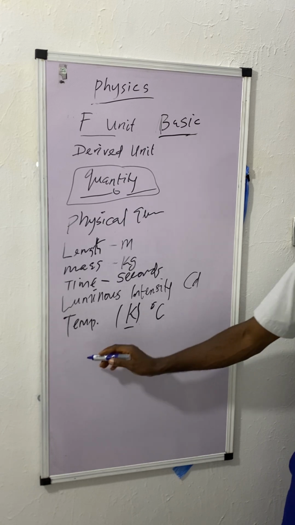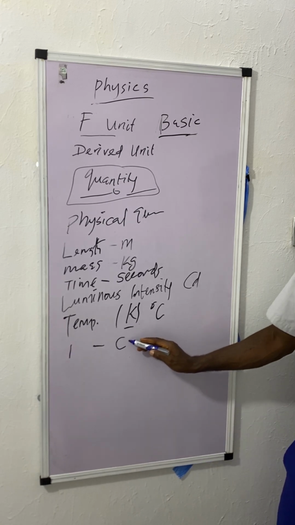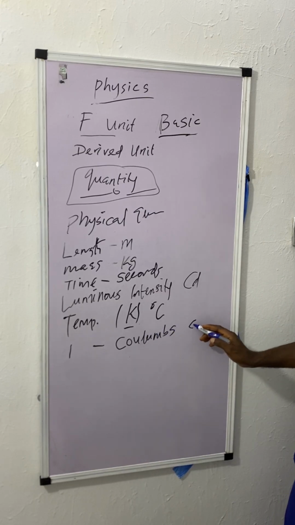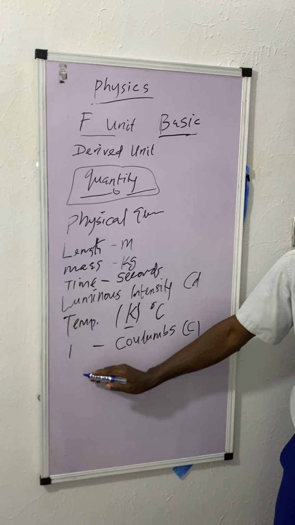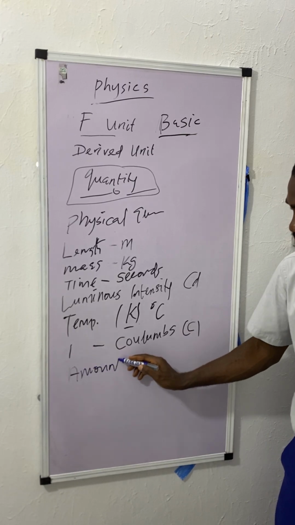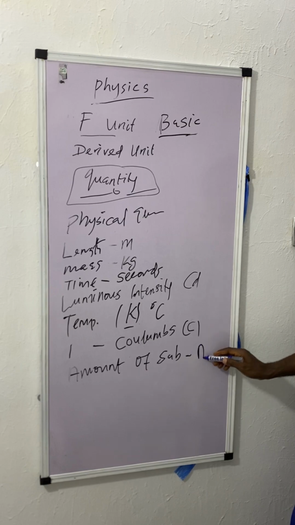We have electric charge measured in coulomb. Let's use I as charge, measured in what? Coulomb, C. So electric charge is measured in coulomb. Then we also have amount of substance. You know chemistry now. Amount of substance is measured in mole.